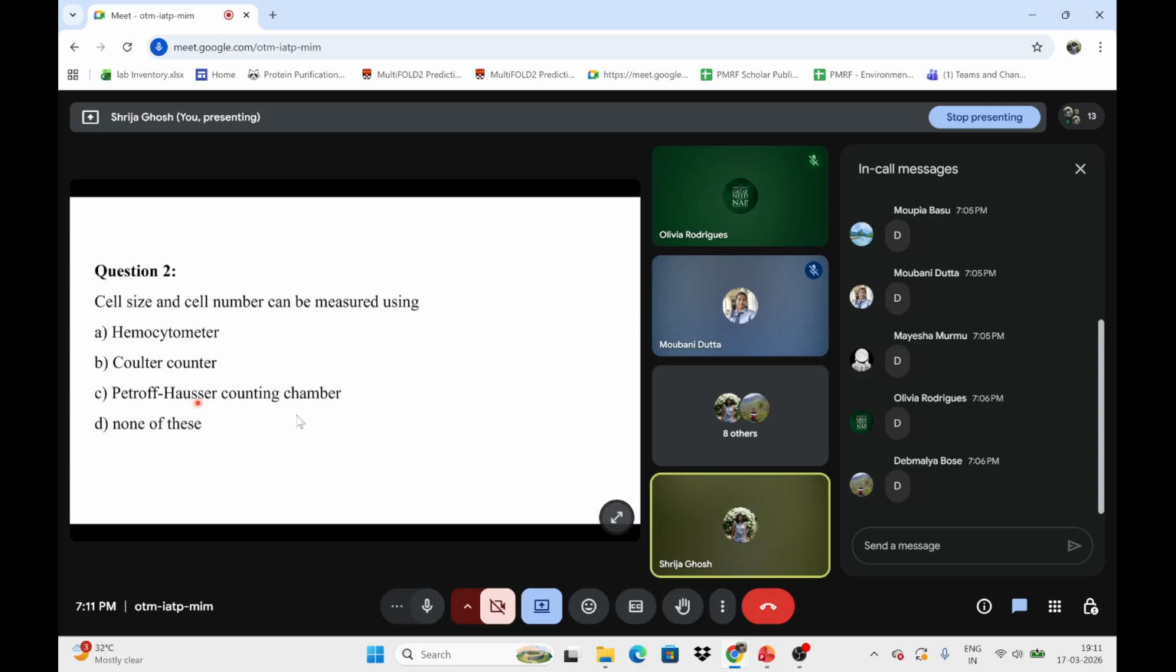Question number 2. Cell size and cell number can be measured using, options are hemocytometer, Coulter counter, Petroff-Hausser counting chamber, and none of these. How can we measure the cell size and cell number? Write your answers in the chat box.